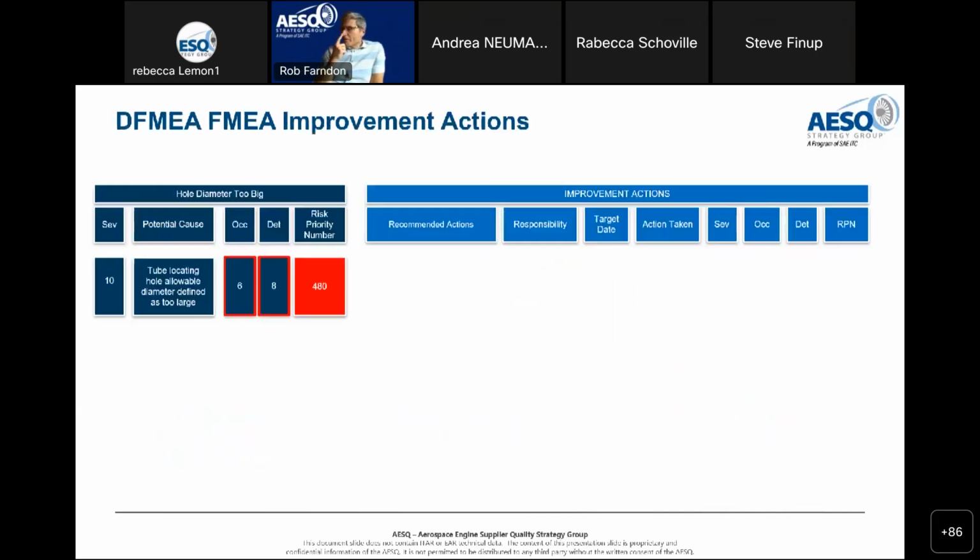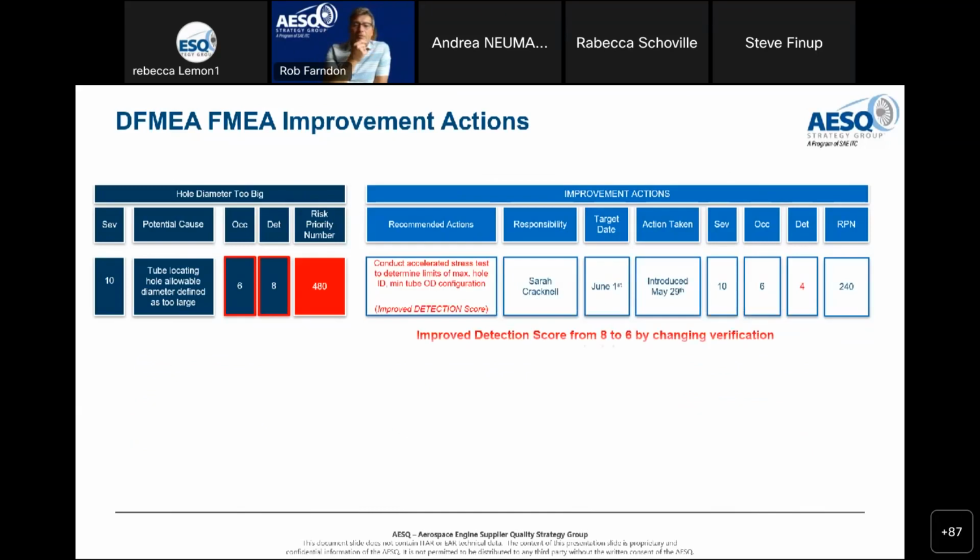Okay, could I have the next slide, please? So a couple of examples then. Here we have our potential cause: the tube locating hole allowable diameter is defined as too large. What additional controls or additional actions could I do? And we fill those in the recommended actions section, the improvement action section of the DFMEA. So if you click for me first, the first example, thank you, Becky. Here I have improved my detection score from 8 to 6. It's actually 8 to 4. Yeah, I just noticed, that's an error.